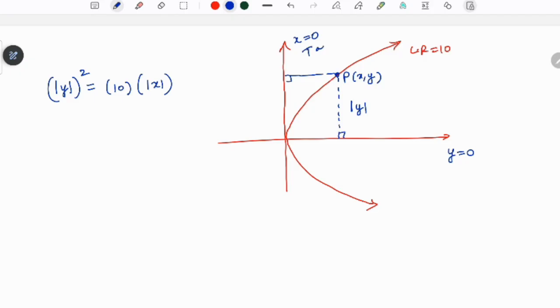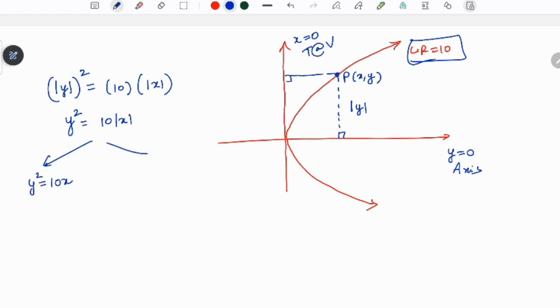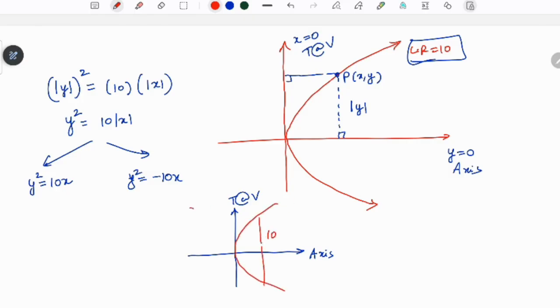If I fix the tangent at vertex, the axis, and the latus rectum, how many parabolas are possible? Because I am getting an equation like this: y square is equal to 10 mod x. That means two parabolas, right? One is y square is equal to 10x. Another one is y square is equal to minus 10x. Suppose I give you this is the tangent at vertex, this is the axis. Mouth I am fixing, mouth is 10, let's say. Then how many parabolas can you draw? Two parabolas, right? One is like this, latus rectum 10 for this. Another one is like this, for this also latus rectum is 10.